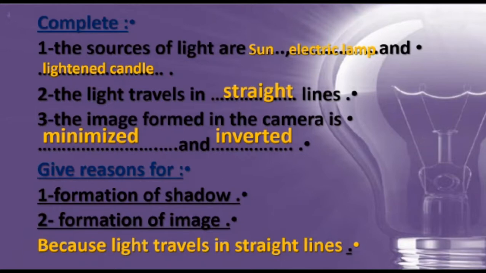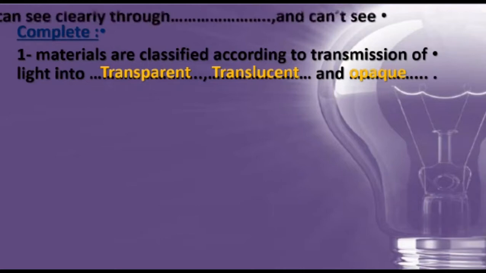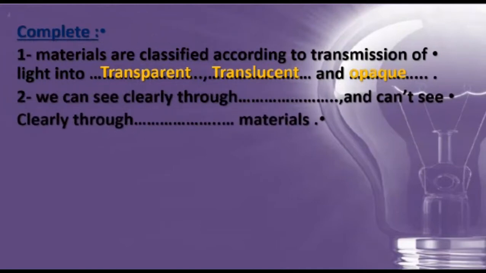Now let's move to another group of questions. Complete. Materials are classified according to transmission of light into perfect, transparent, translucent, and opaque materials. We can see clearly through what material and can't see clearly through what material? Great, transparent materials and opaque materials.